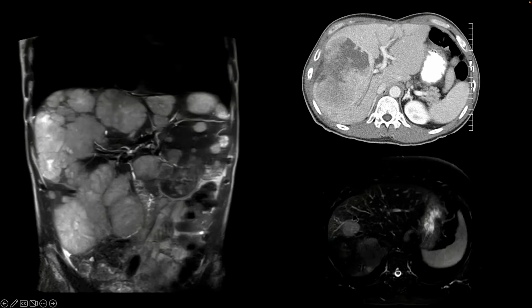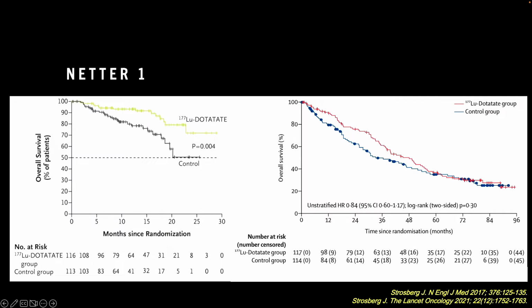So I see the whole spectrum of patients, and you're shaking your head, yes, I know all of these patients, and these experiences are true, and we'll get back to what happened with those patients and how we treated them. But I wanted to start off with the NETTER-1 study, and we've seen this study so many times already, even this morning. What I wanted to highlight is that there are 2 curves here.